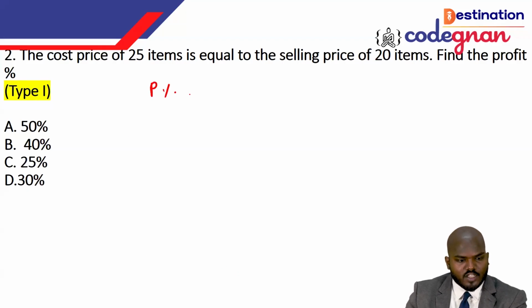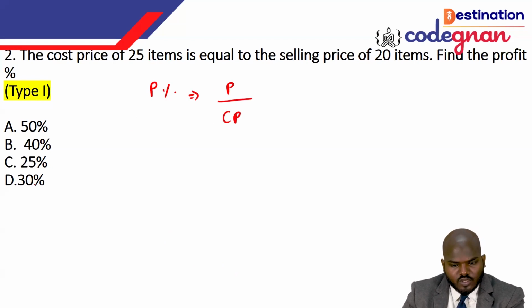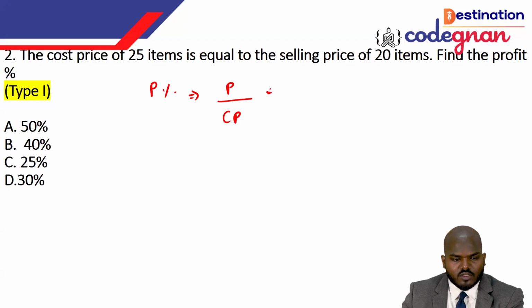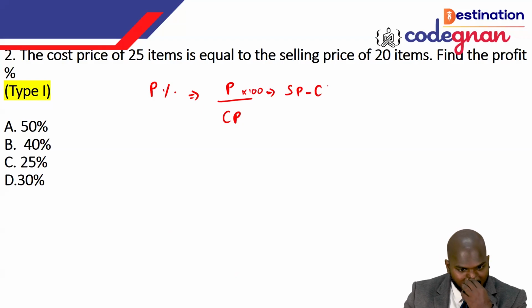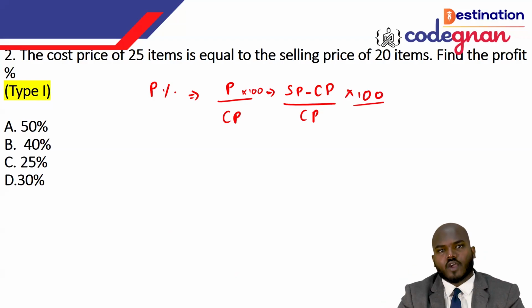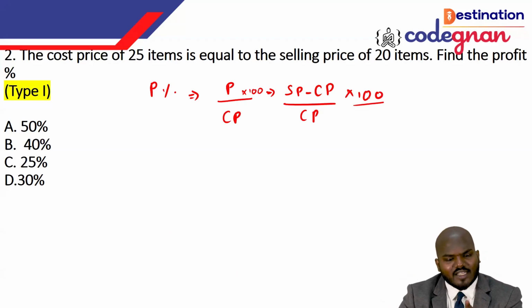So the profit percentage formula is equal to profit by cost price. So here, what is the cost price, what will you say as the cost price? We know the profit formula is SP, selling price, minus cost price, divided by the cost price, times 100. So guys, what is the selling price and what is the cost price, you will say here.